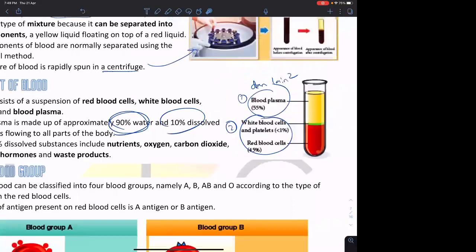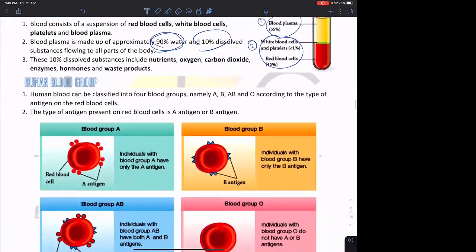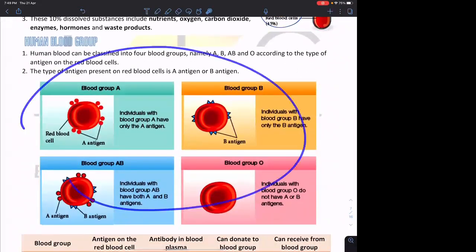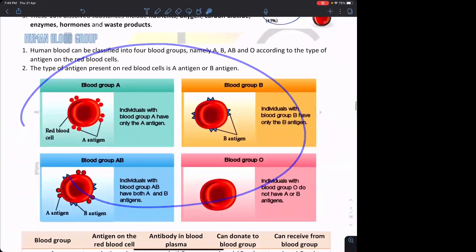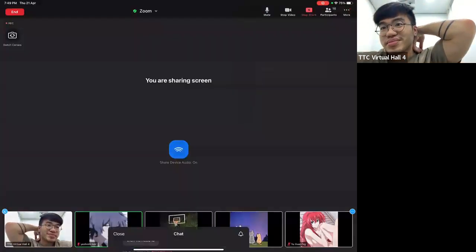And of course, let's look at our human blood groups, shall we? This is what I want to talk about today. Let me return to the camera real quick. I'm sure you know what a blood group is, right?